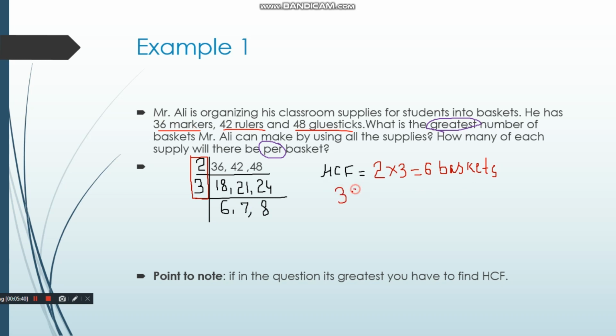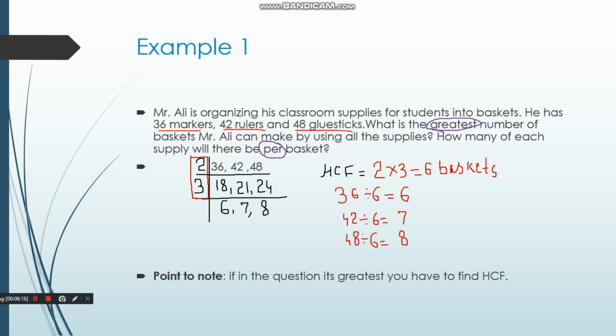36. So what are you going to do? 36 divided by 6, the number of baskets, that will be 6. So in each basket there will be 6 markers. Now how many rulers? 42 rulers. Again divide by 6. So you will get how many rulers? 7 rulers. Now how many glue sticks? 48 glue sticks. Again you will divide by 6 and you will get 8. So there are 6 markers, 7 rulers and 8 glue sticks.